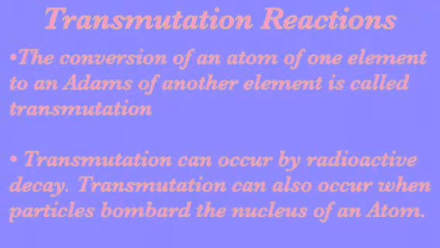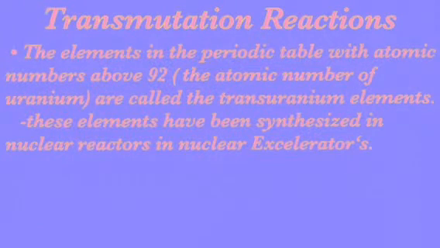There are at least 2 ways transmutations can occur, and they are listed below. Many other transmutations are done in laboratories or in nuclear reactors. All of the transuranium elements undergo transmutation. None of them occur in nature, and all of them are radioactive.